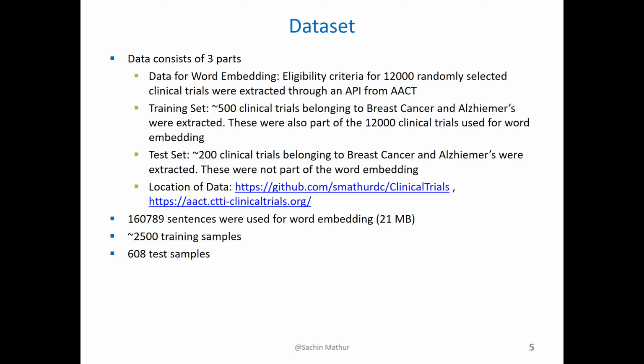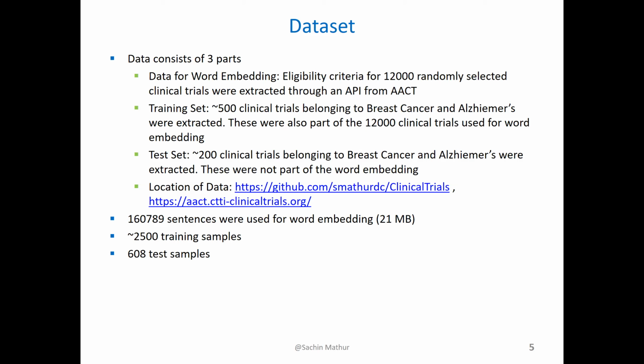The second set consisted of about 500 clinical trials belonging to breast cancer and Alzheimer's, and all of these 500 clinical trials were part of the word embedding. The third consisted of about 200 trials belonging to breast cancer and Alzheimer's, and these were not part of the data set used for word embedding.